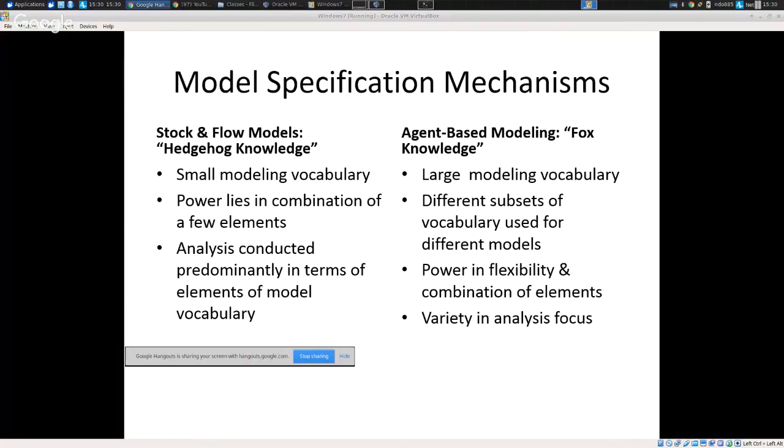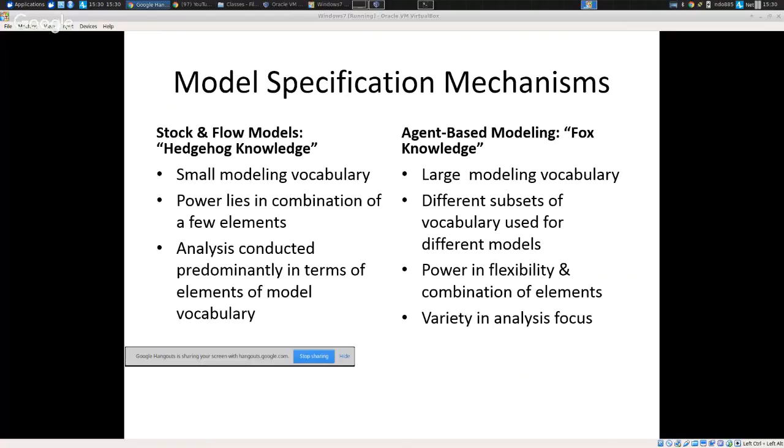The power here lies in the combination of the elements. We build up first order delays, nth order delays. We build up elements with target following. We build up elements with aging chains. We build up elements with nonlinear components. So the power lies in the combination of these elements. And analysis is conducted by looking at the values of stocks and flows.